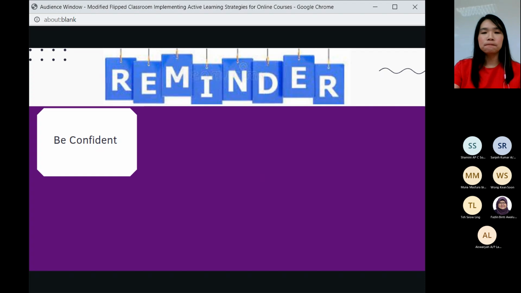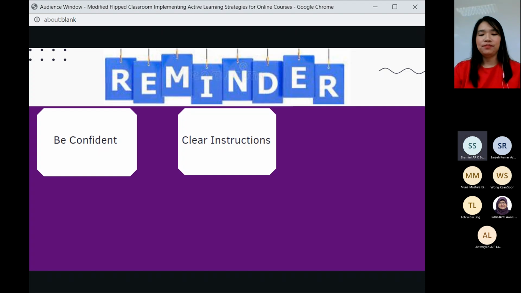Next one, clear instructions. Again, I believe Ms. Wendy has already mentioned this earlier. Put it in clear instructions. If there are no instructions, imagine they will get lost. They don't know what to do. So in the end, they won't do it at all.